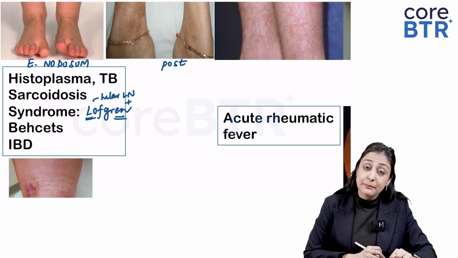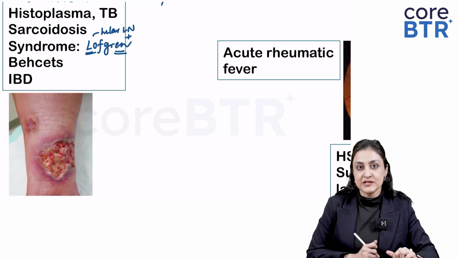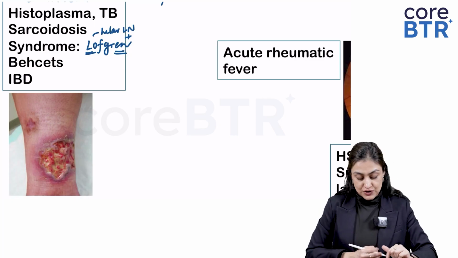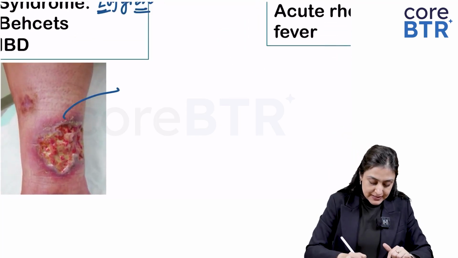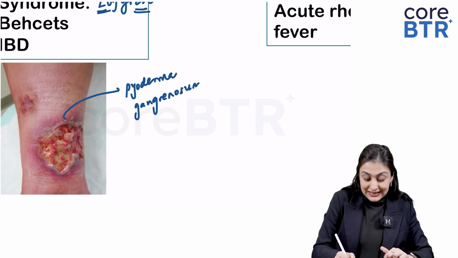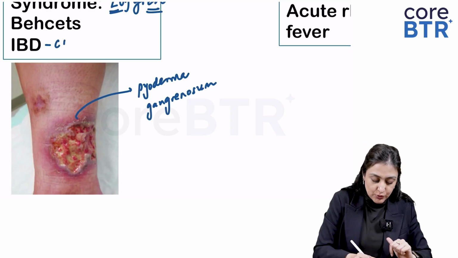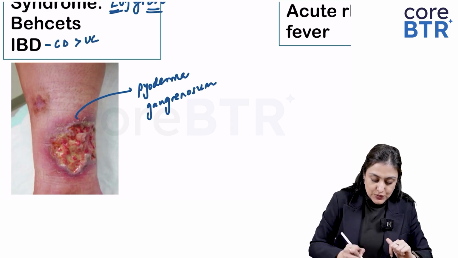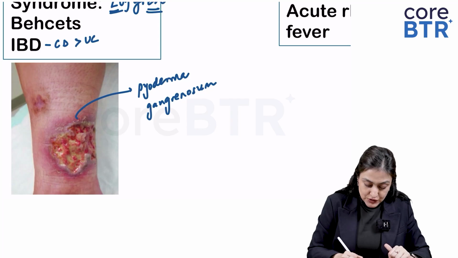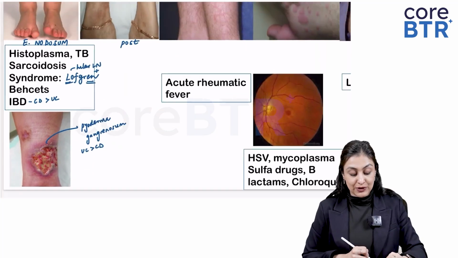Also seen in Behçet's disease, autoimmune. Also seen in inflammatory bowel disease like UC and Crohn's. Also seen in IBD is this. So this is pyoderma gangrenosum, right? So this is also a finding which is seen in IBD. So two things in IBD: EN, erythema nodosum, which is more in Crohn's than UC, whereas pyoderma gangrenosum is more in UC compared to Crohn's, right? So this is about EN.